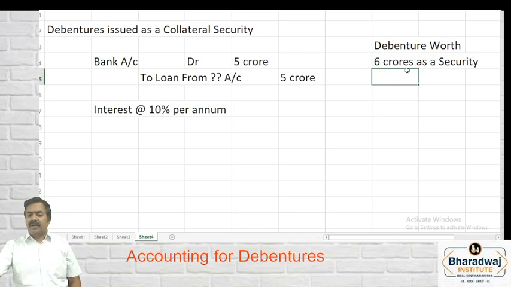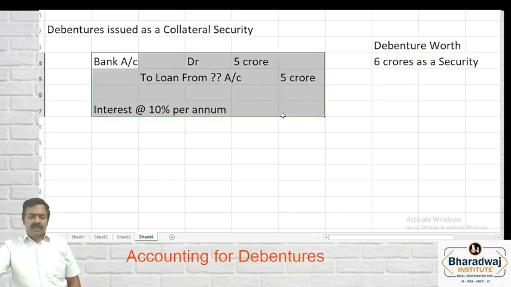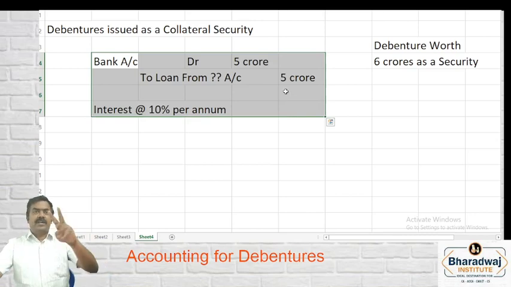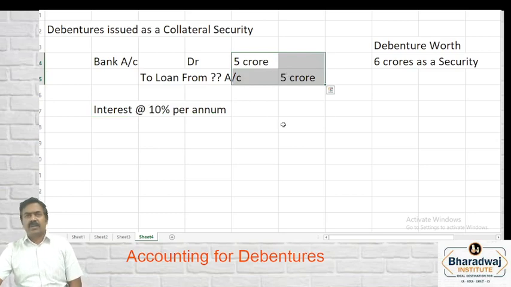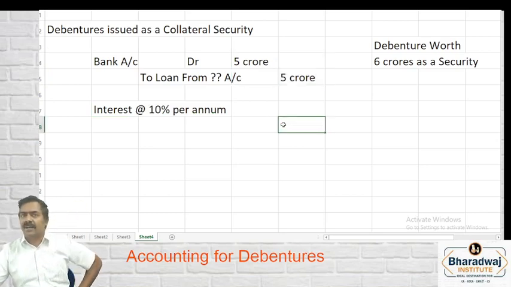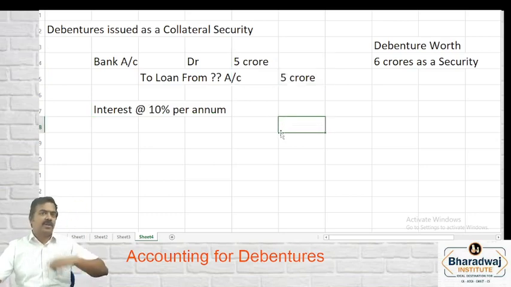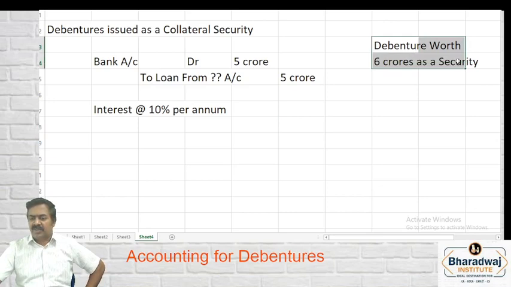What do you mean by as a security? For example, I didn't repay her the loan. 2 years I did not pay her interest. First year interest 50 lakhs, second year interest how much? 50 lakhs, what is the total? 1 crore. Interest 1 crore, loan amount how much? 5 crore. After 2 years I did not repay her. What can she do? Simple. She will take the debentures to the court and ask for 6 crores.